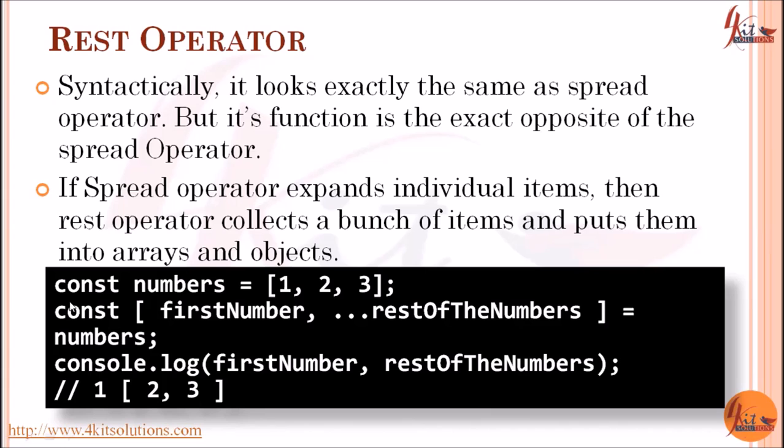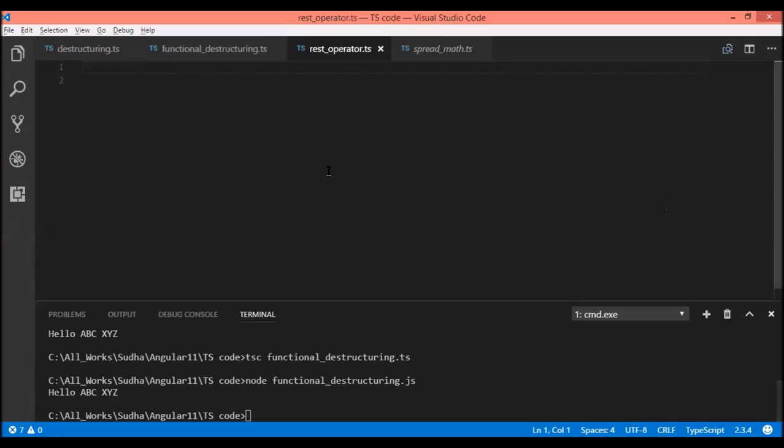So what we are doing here is that we have an array. It contains 3 elements, 1, 2, and 3. 1 would be assigned to first number, and the rest, 2 and 3, would be assigned to rest of the numbers. So rest of the numbers is an array which will collect 2 values, 2 and 3. So if we print it, first number 1 would be printed, and if we print rest of the numbers, it will print the array 2 and 3. And the rest operator is always the last argument of a function or of an array. Similarly, we can use this rest operator to collect items into an object. So let's see an example.